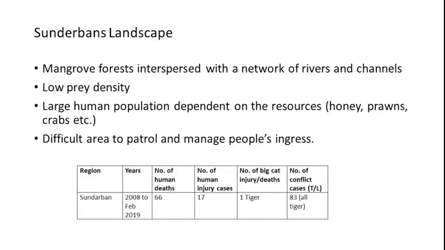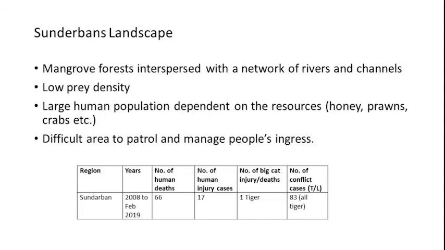It's a very difficult area to patrol because you need boats. All patrolling is done through boats, and then once you are traveling and patrolling an island, there's very little visibility because the grass and vegetation is dense and above your head, so you can't see much. So it's an extremely difficult area to patrol, and therefore it's very difficult to manage people's ingress.